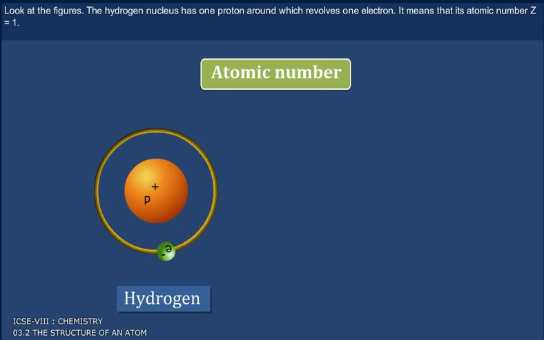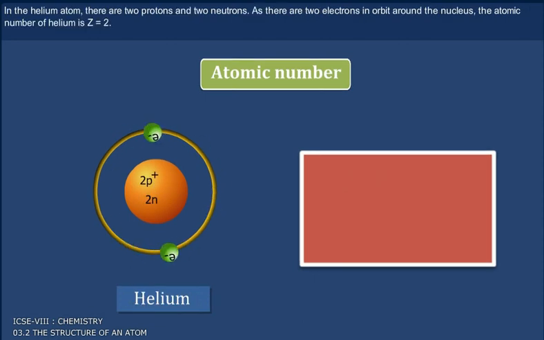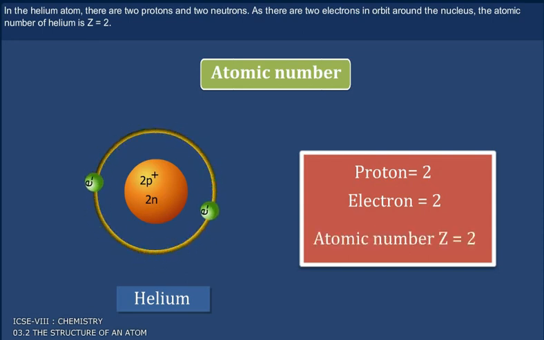Look at the figures. The hydrogen nucleus has one proton around which revolves one electron. It means that its atomic number Z is equal to 1. In the helium atom, there are 2 protons and 2 neutrons. As there are 2 electrons in orbit around the nucleus, the atomic number of helium is Z equal to 2.